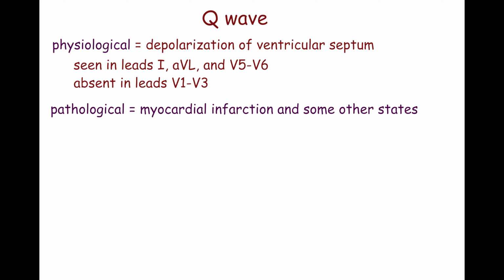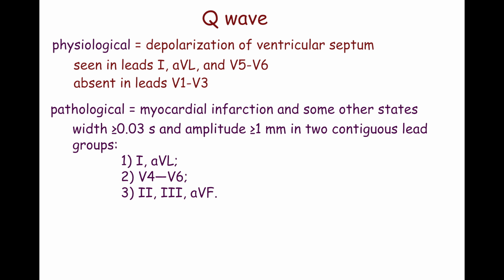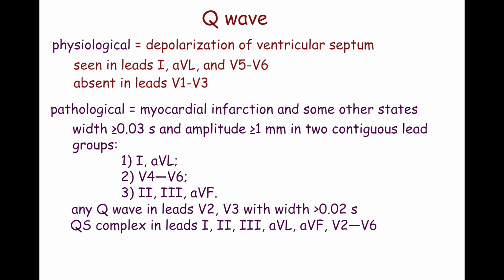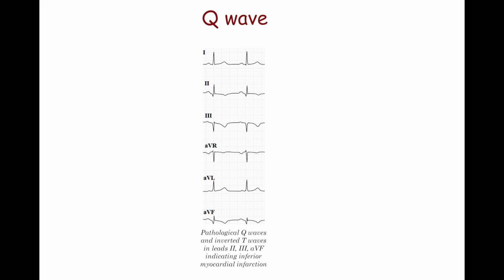According to the fourth universal definition of myocardial infarction, a Q wave is considered pathological if its width is not less than 0.03 second and it is not less than 1 mm deep in any 2 contiguous leads of the groups: 1, AVL, from V4 to V6; 2, 3, AVF. Any Q wave in leads V2, V3 with width more than 0.02 second is considered pathological. QS complex in leads 1, 2, 3, AVL, AVF, from V2 to V6 is pathological. Negative, also called inverted, T waves in leads with pathological Q waves support the diagnosis of myocardial infarction.